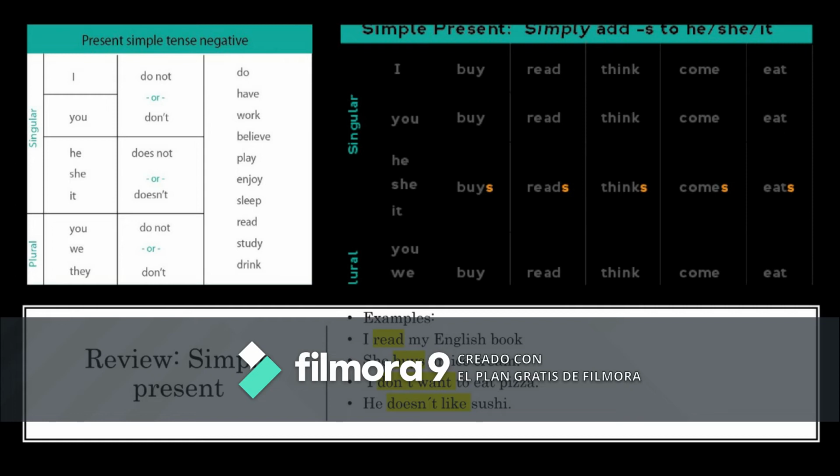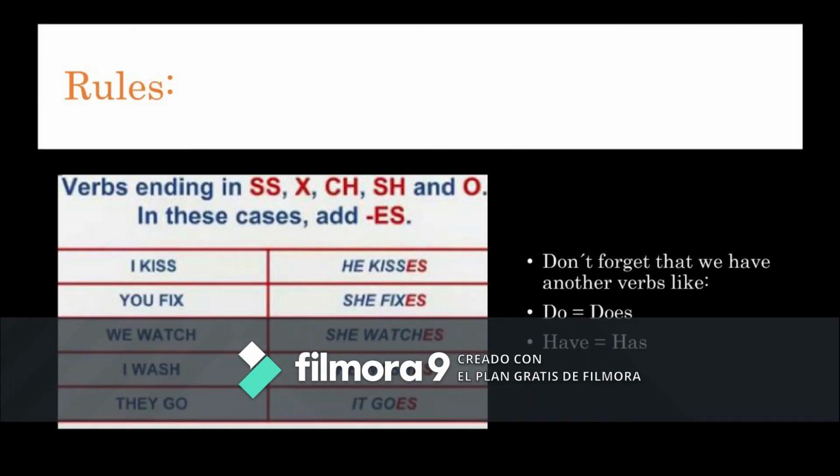In this case, we are using doesn't, right? Also, when we are talking about simple present, when we use the verbs, we need to follow some rules. In this case, verbs ending in double s, x, ch, sh, and o. In these cases, you need to add an es.